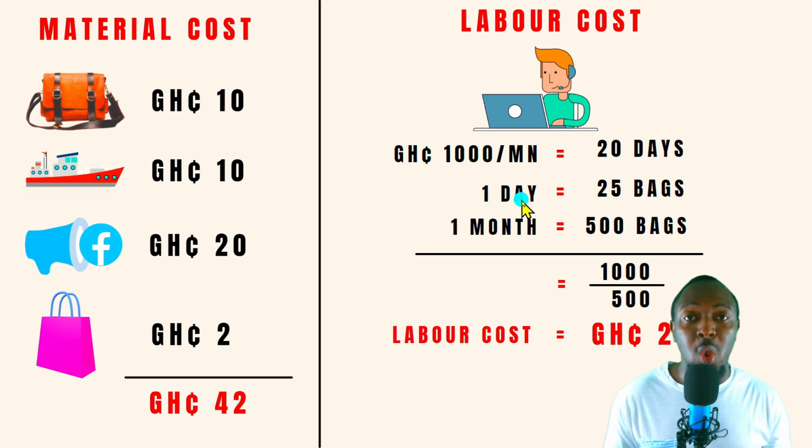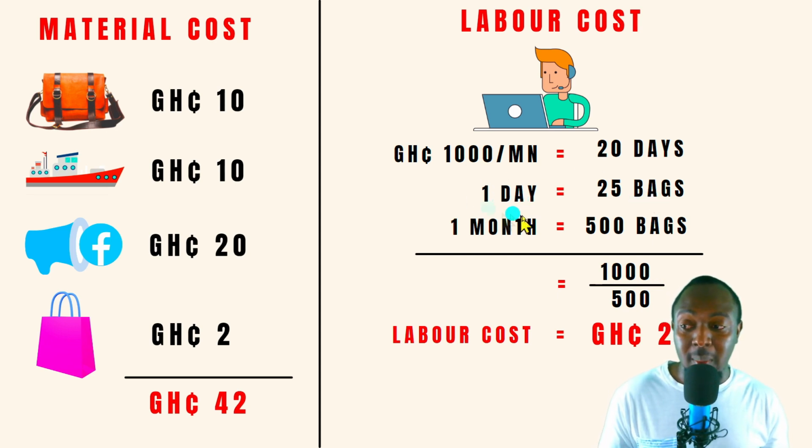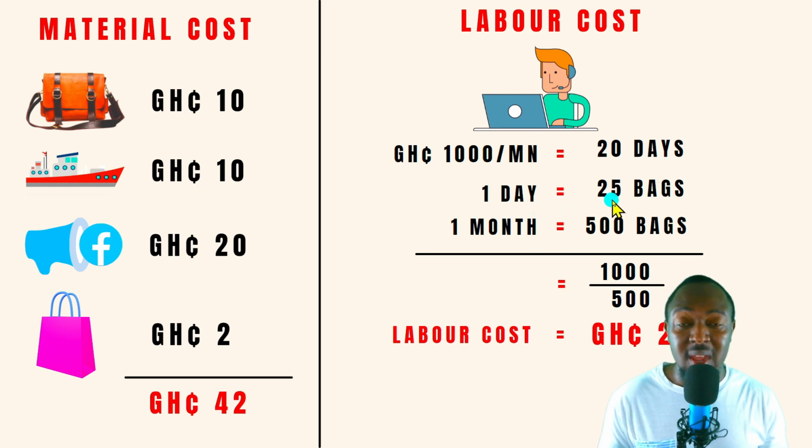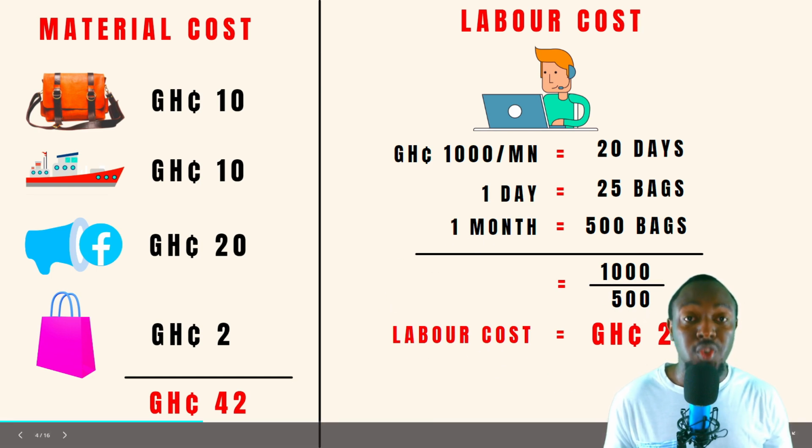Every day he makes 25 bags. So every day Kwame Twumasi works and produces 25 bags, which means in a month Kwame Twumasi makes 500 bags. Now to calculate the labor cost, you divide the 1,000 Ghana cedis we pay Kwame Twumasi every month by how many bags he makes. That equals 1,000 Ghana cedis divided by 500 bags, which gives us a labor cost of 2 cedis.